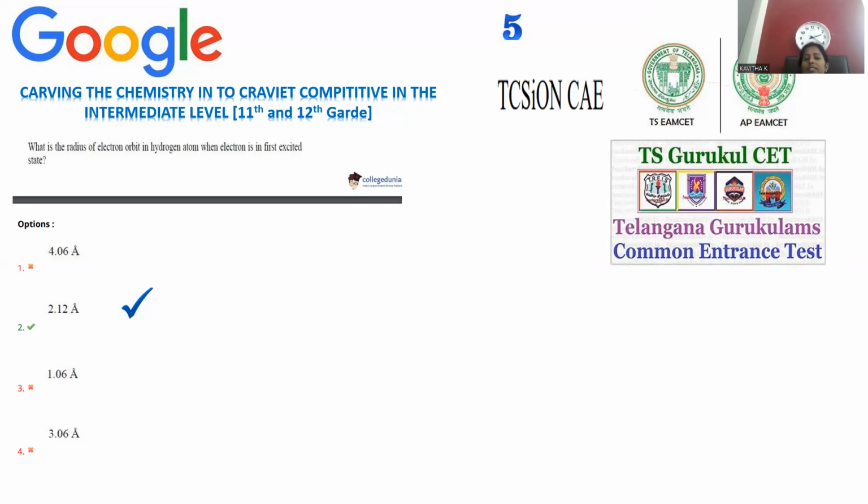You may get a question on the series of lines in the hydrogen line spectrum, or a de Broglie equation based question, or a radius based question, or a Schrodinger equation based question. So many possible areas can be noticed in atomic structure. This is a question based on orbit and radius.